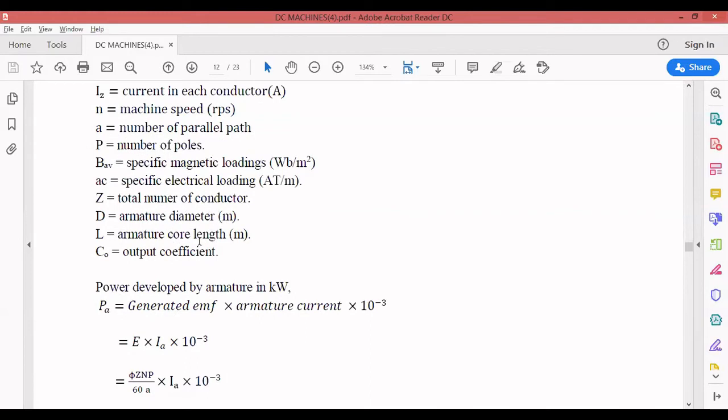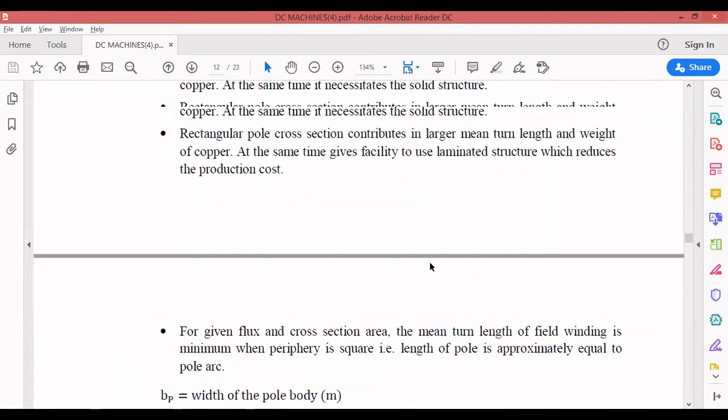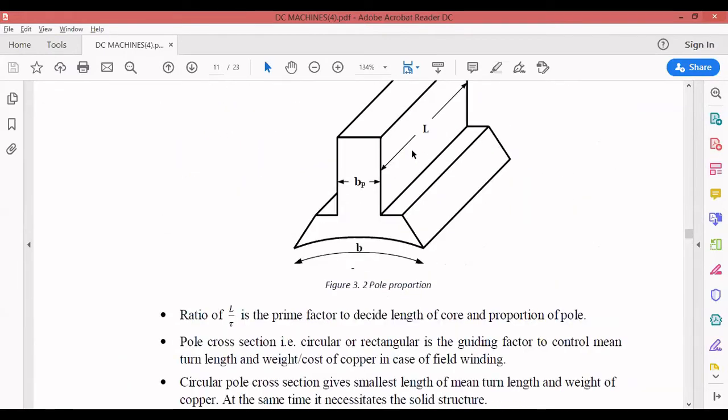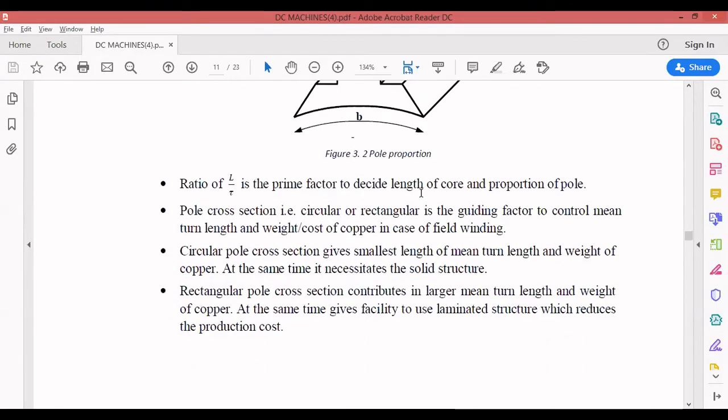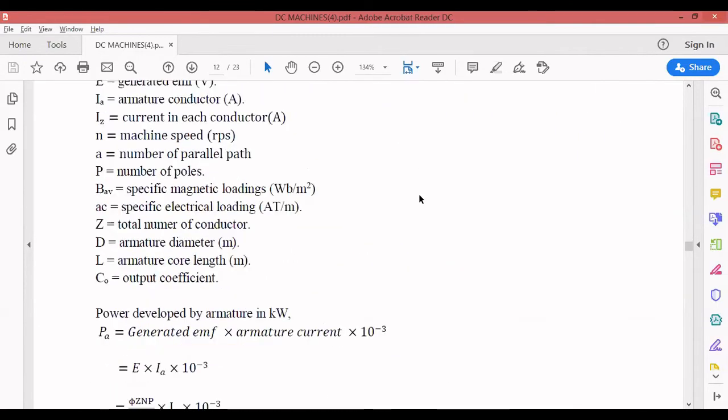D is equal to armature diameter, L is equal to armature core length, and C0 is equal to output coefficient. L is equal to armature core length. Also, this L is equal to the length of the pole core. The length of the pole core will be equal to the length of the armature. Okay, these are some parameters.